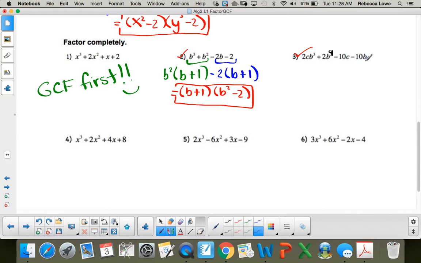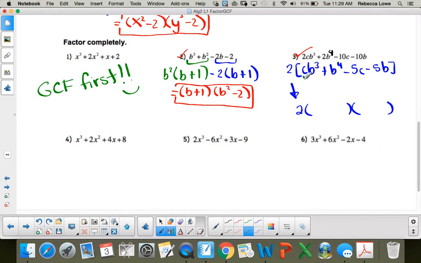Number 3, these have a common factor of 2B, actually just 2. Let me go back. Just a common factor of 2. So I'm going to pull out a 2 first. And if you don't pull it out now, you should notice that one of the factors will have a common factor, and you'll have to do it again later. Let me use the same brackets. Okay, so I pulled out the greatest common factor of 2. That needs to come down into the final answer later on.